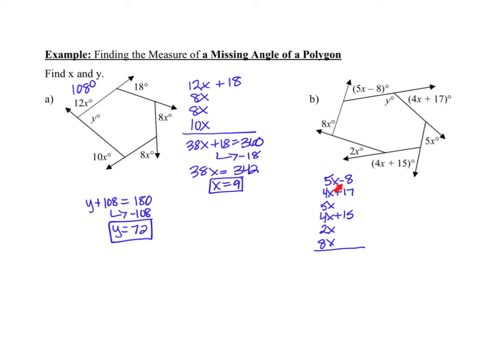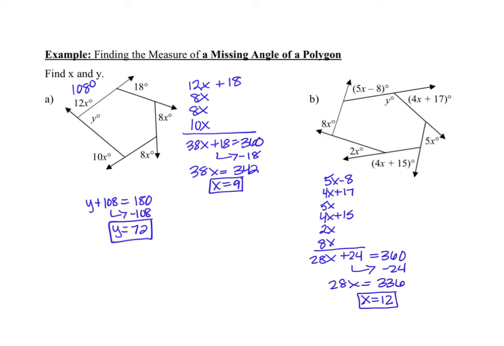So you have a -8, a +17, and a +15. When you combine those together, that's going to give you 24. If you look at all of your x terms, you have 5x, 4x, 5x, 4x, 2x, and 8x. When you combine all of those together, you're going to get 28x. So we're going to have 28x plus 24 is equal to 360. To solve for x, you're going to subtract the 24 from each side. You get 28x is equal to 336. When you divide by 28 on each side, you get an answer of 12 for x.